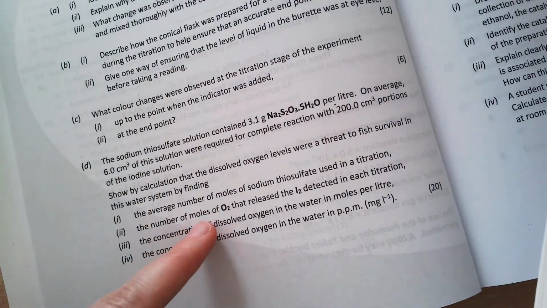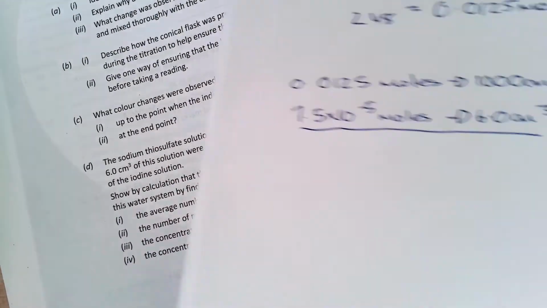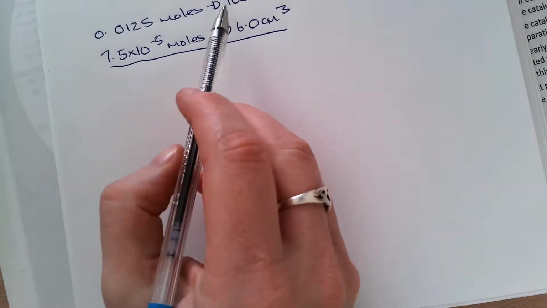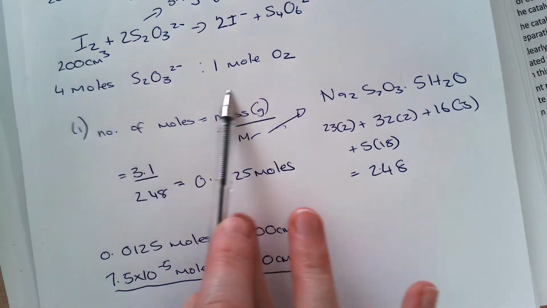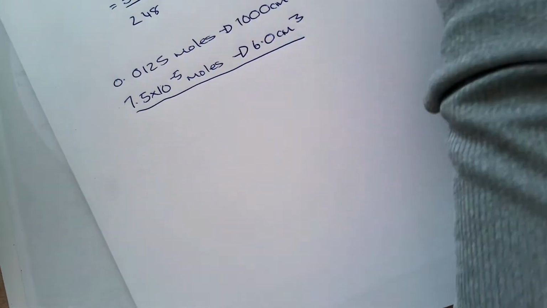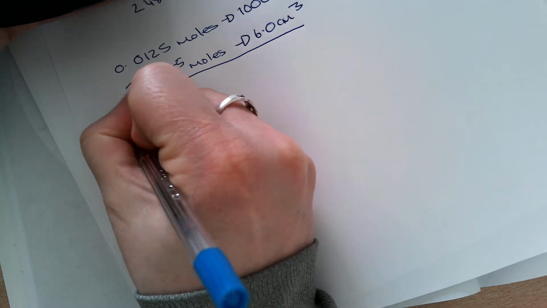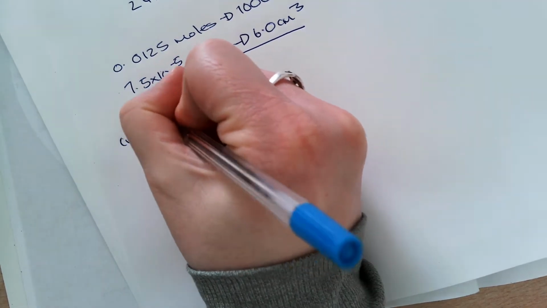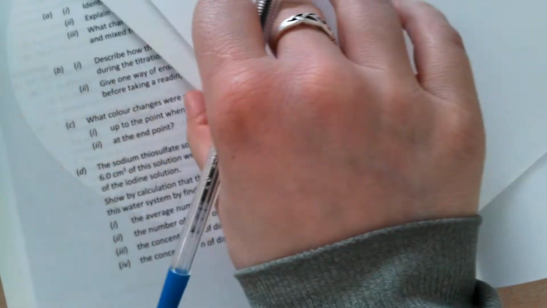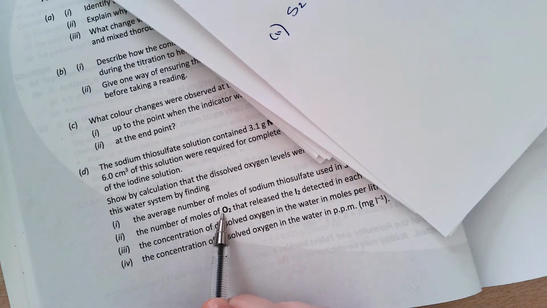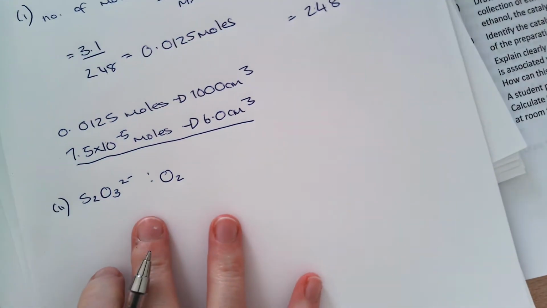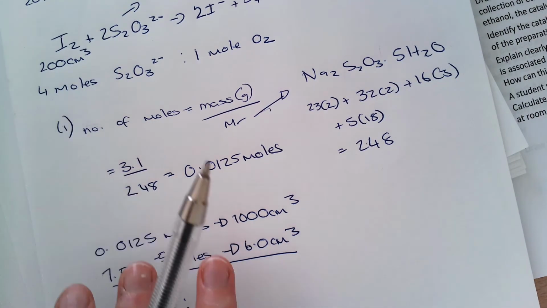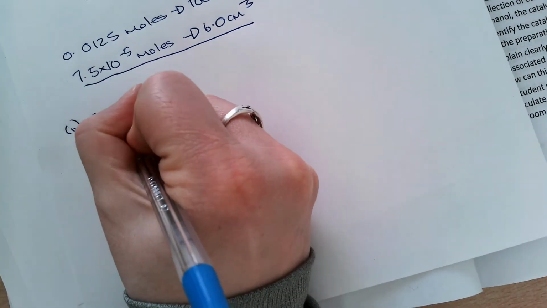Part 2 then, I'm asked the number of moles that released the I2 detected in each titration. So this is my number of moles of S2O3 2-. And this is where it's important that I have this, so this was written in the question. So I'm going to set up my equation for part 2, which is S2O3 2-, and I'm asked for the average number of moles of oxygen. So it's S2O3 2- in a ratio with I2, and I'm told I have 4 moles of sodium thiosulfate for every 1 mole of oxygen.